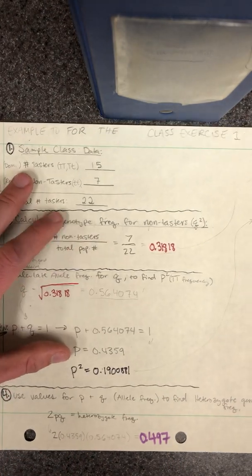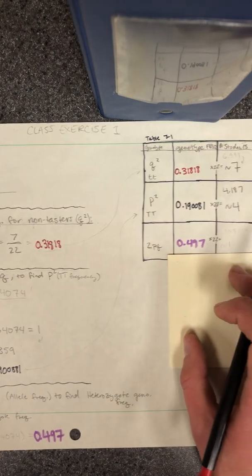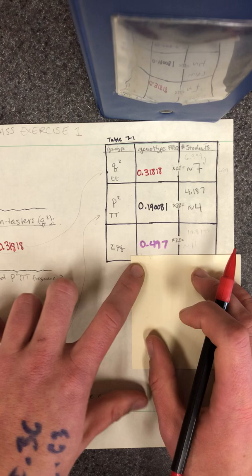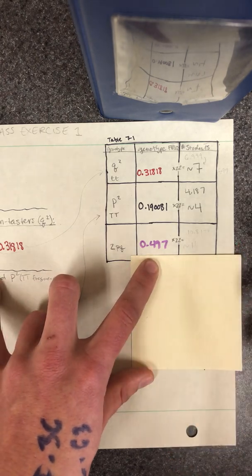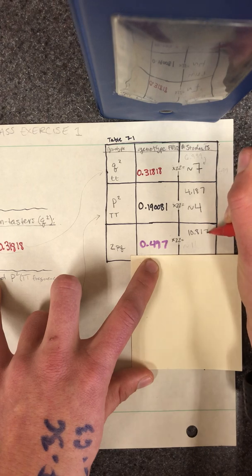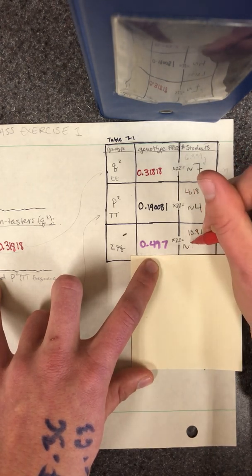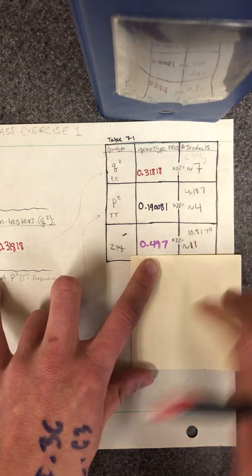So that's our last genotype frequency we had to calculate, and with that we plug it in, and then if we multiply that by 22 we get 10.8174. We can round up and we get about 11.